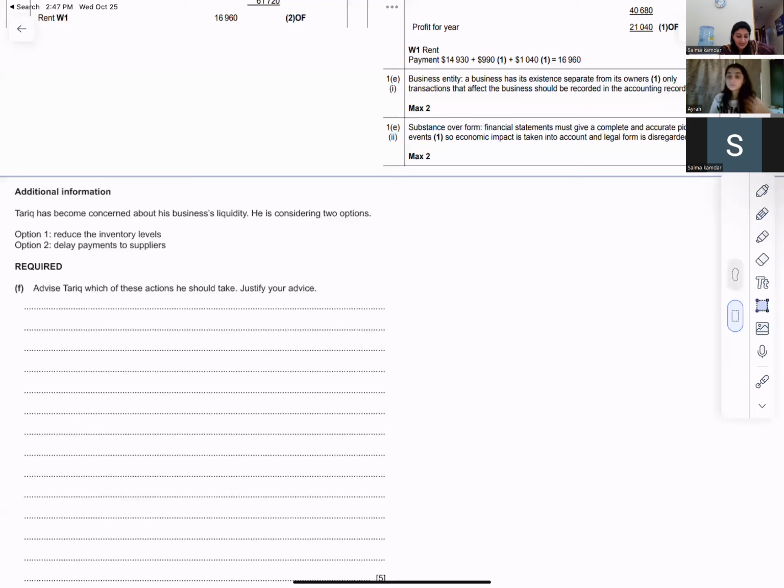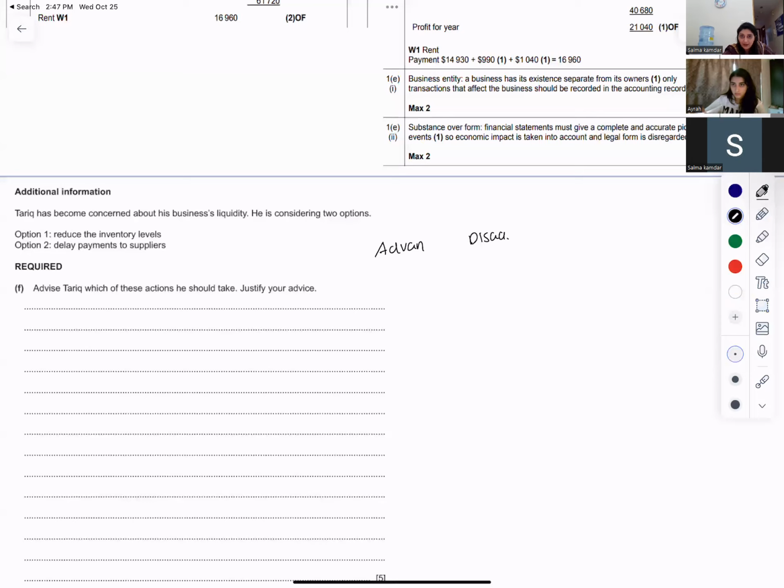And to improve that, he wants to reduce inventory level. So if he is going to reduce the inventory level, what are the advantages and disadvantages of reducing the inventory level, right? Okay. So if he is reducing inventory level, what could be the advantages and what could be the disadvantages for option one? So you write one advantage, one disadvantage, right?